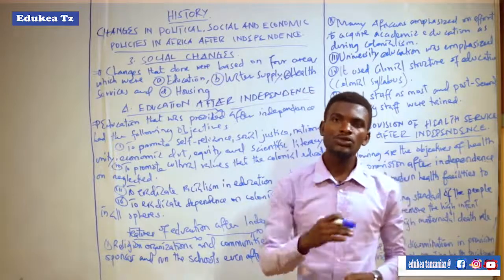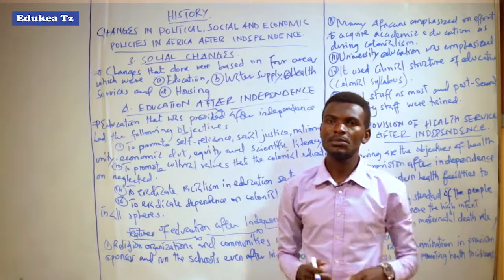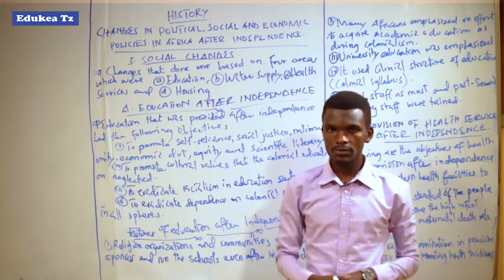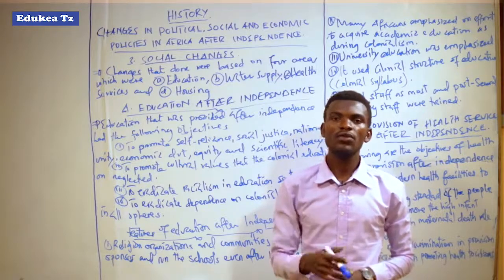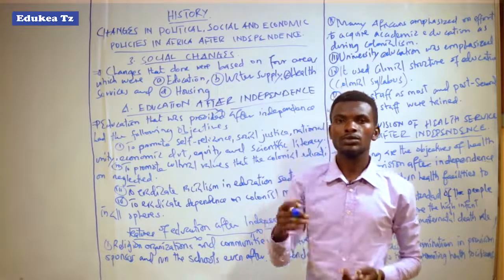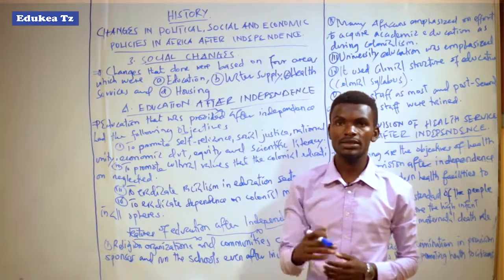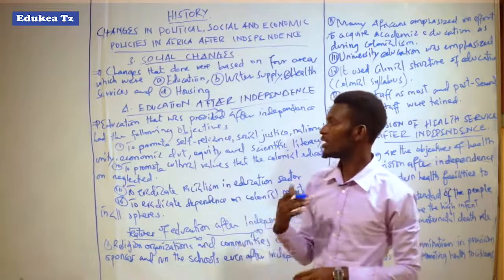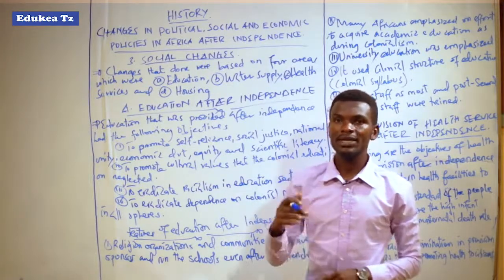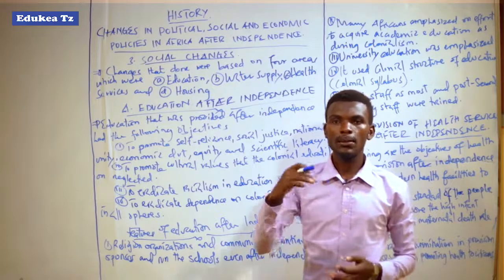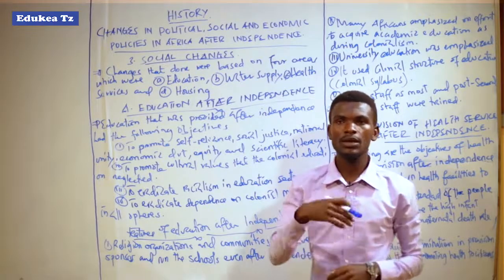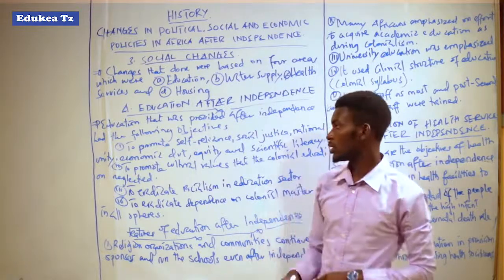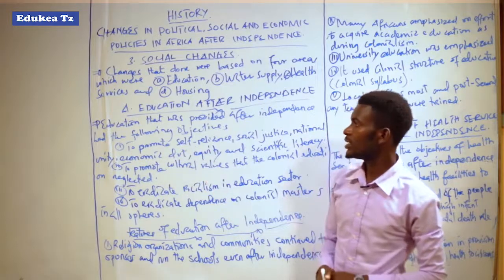The education of African states after independence was aimed at preparing the young people, the youth, to depend on themselves, without depending on other assistance. So they prepared the young people to be self-reliant, and they would be able to produce on their own, without depending on others. So this was the first objective.